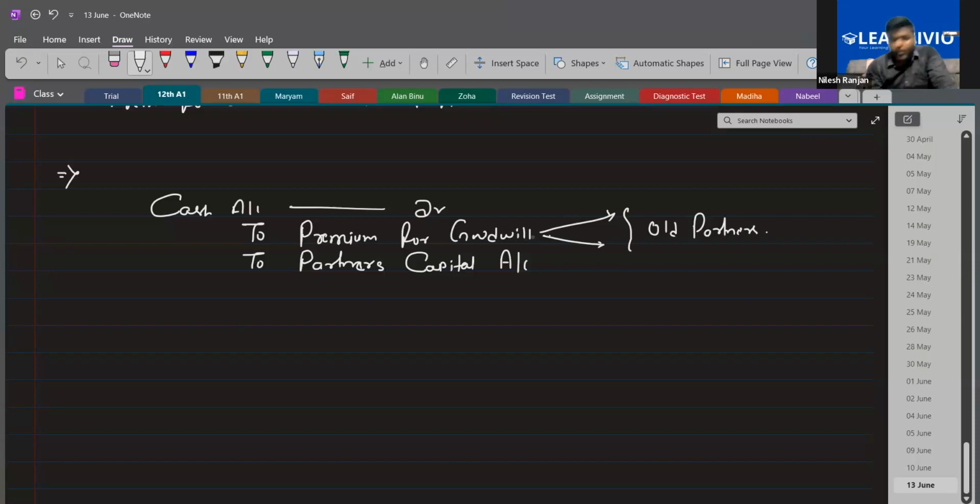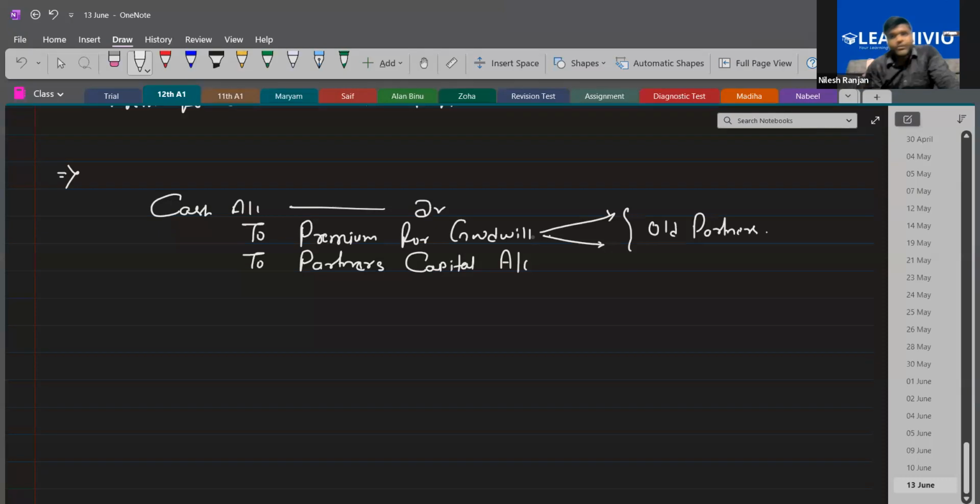So when a new partner brings capital, it will be kept in the business. And if the new partner brings goodwill, it will be distributed between old partners. Now, it is up to them whether they will withdraw this money or not. If they withdraw the money, then we will pass the entry for withdrawal also. But if they keep the money in the business, then it will be credited to their capital and there will be no other entry. So this is the first entry: cash account debit to premium for goodwill and partners' capital.